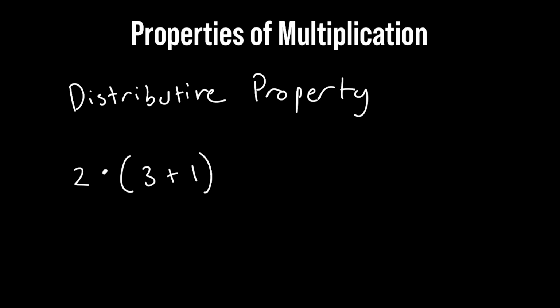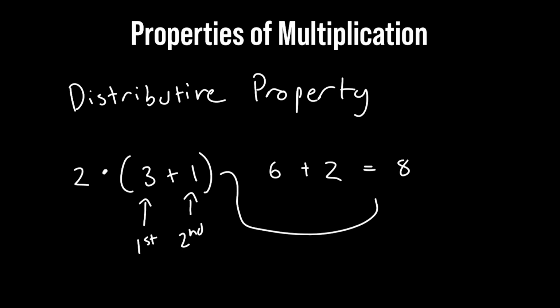Well, we'll have to distribute the 2 across whatever is in this parentheses. So this is how you can think of it. You're multiplying 2 by the first number in the parentheses, and then you're multiplying 2 by the second number in the parentheses. So let's multiply 2 by the first number. 2 times 3 is 6. We have 6. And then we're adding 2 times the second number. 2 times 1 is 2. And you'll have 8. So 2 times (3 plus 1) is equal to 8.